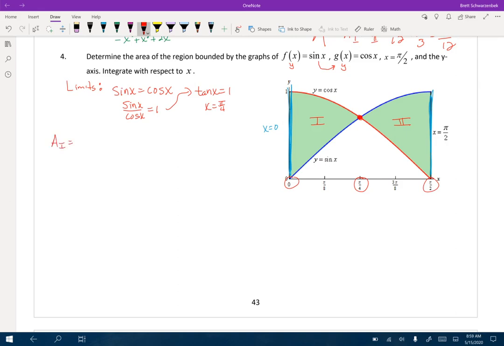Area region 1. Area region 1 goes from 0 to pi over 4. What is the uppermost function? Well, according to this, cosine is up here, and sine is down here. So therefore, we're doing cosine x minus sine x dx. All right, that's our first one there. What about the area region 2? We'll throw it way down here. Region 2 goes from pi over 4 to pi over 2.